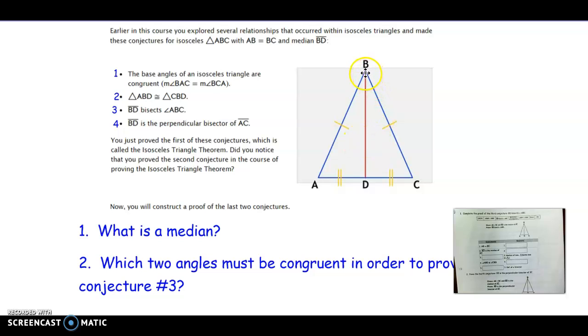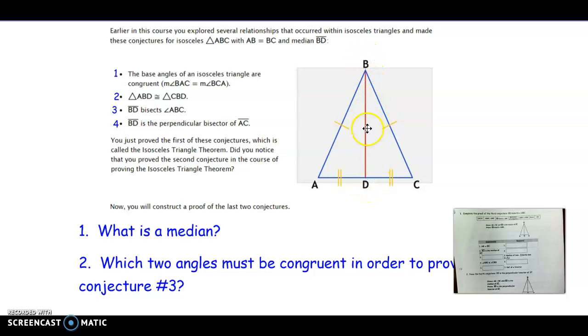We also learned that segment BD is an angle bisector. It is bisecting this angle ABC. And so that means that angle ABD and angle CBD are equal in measure. And that segment BD is a perpendicular bisector of segment AC. So we're creating right angles here and separating that third side AC into 2 congruent parts. AD and DC are congruent. So in other words, point D is a midpoint.